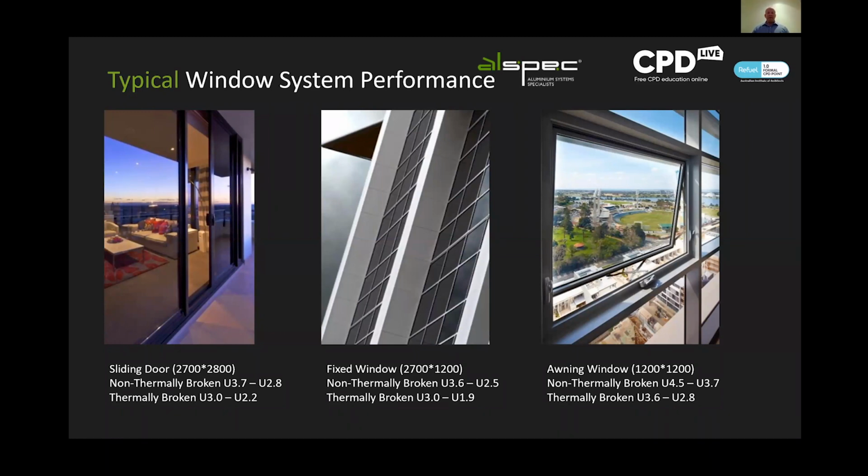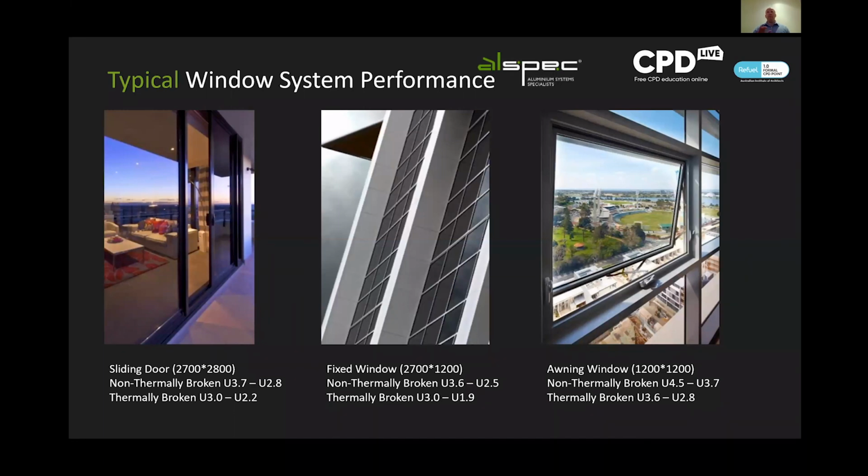So a fixed frame window, like you have in the middle, as you can see from the U values at the bottom, performs considerably better than an operable window, an awning window, say. As you look at the figures at the bottom there, you can have a fixed frame system that's thermally broken. You get U values as low as 1.9. These aren't specific products. These are general figures, and we do have systems that can go lower than that. I've seen them as low as 1.6.